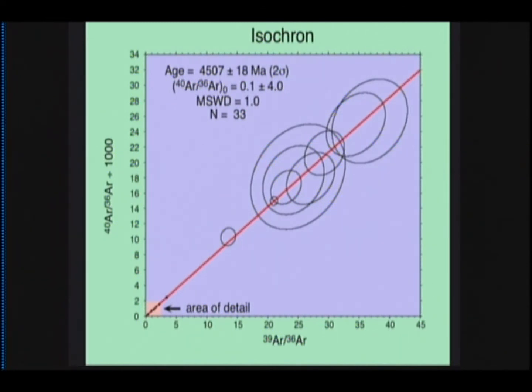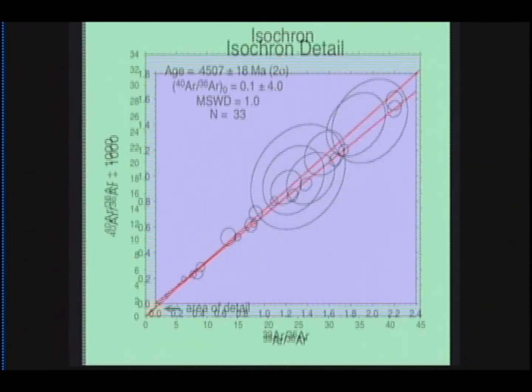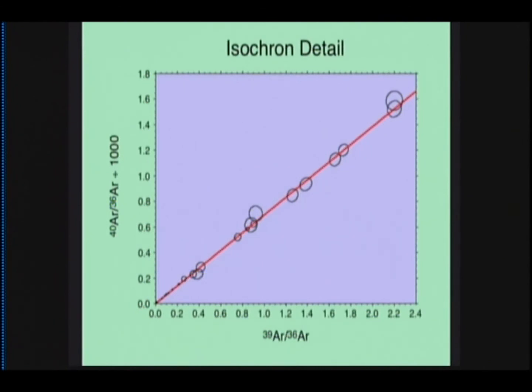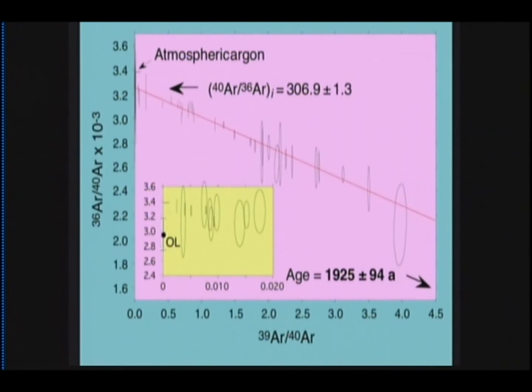And you can see that the data in this kind of plot are very linear. And this is actually not where most of the data are. There's 33 analyses, so this is about a day's worth of incremental heating. And the next slide shows the detail of this little box. You can see a very nice collinear data set.